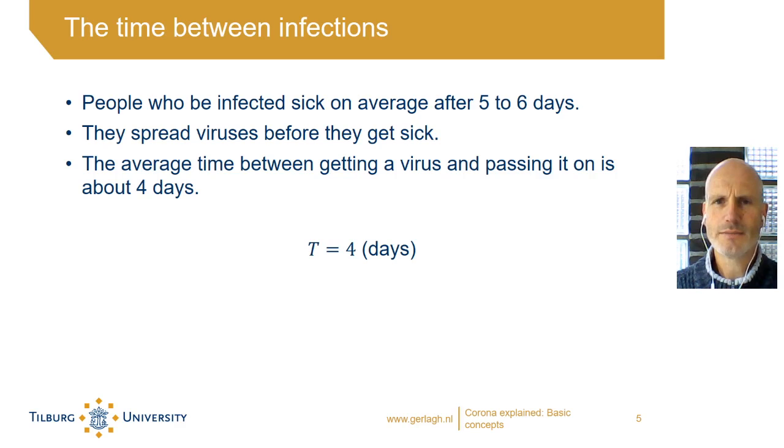How long is the time between becoming infected and infecting someone else? It goes fast. After you are infected, if you get sick, that happens on average after 5 to 6 days. But people spread the virus before they get sick. The average time between getting the virus and passing it on is only about 4 days.